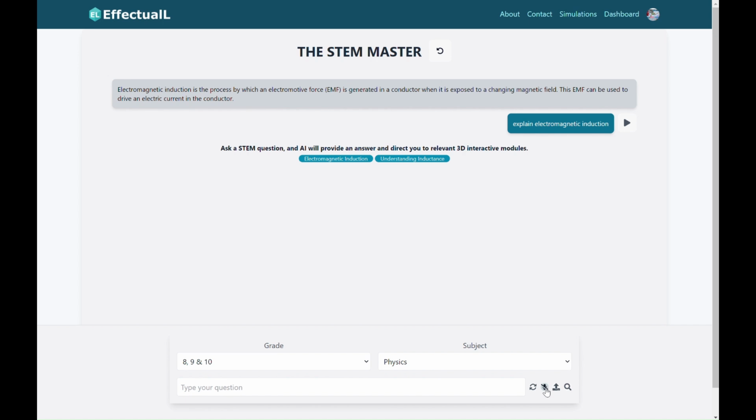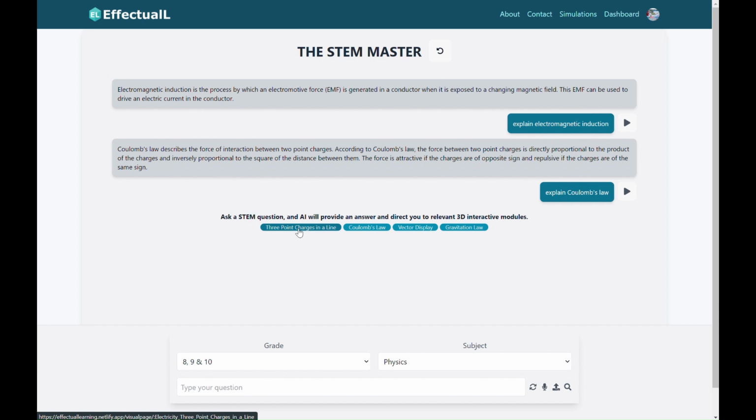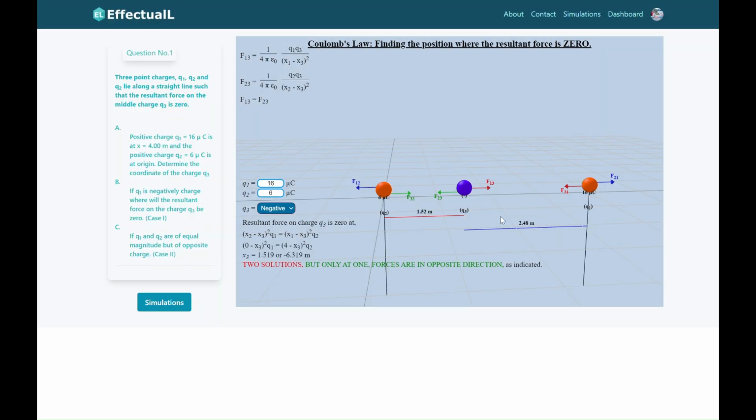Explain Coulomb's law. We are experimenting on engaging the AI with students' queries. Students can vary the three-point charges arranged in a straight line. They can evaluate where the resultant force would be zero for different scenarios. Students understand and comprehend that, in some cases, no solution is possible.